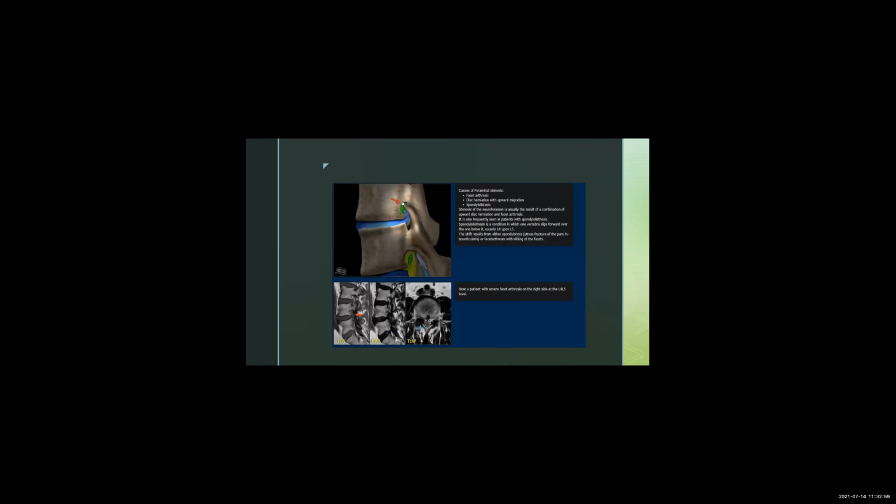Here's an example from a lateral view. Here's that little hole where the nerve comes out. See, this is a normal one. Here you see all this yellow stuff is the fat. But look how tight this is. This is foraminal stenosis.